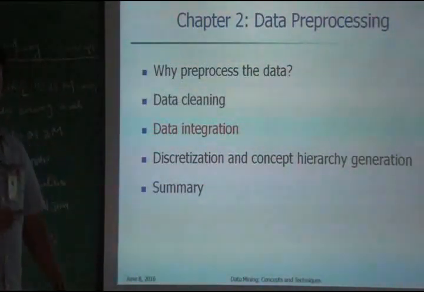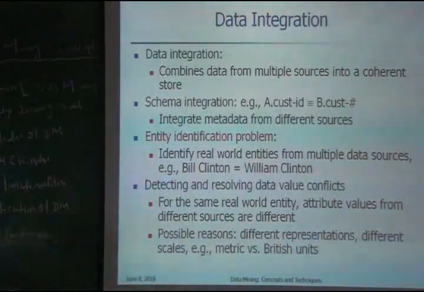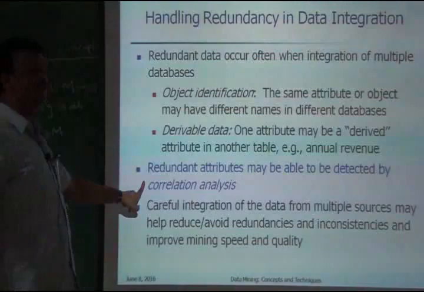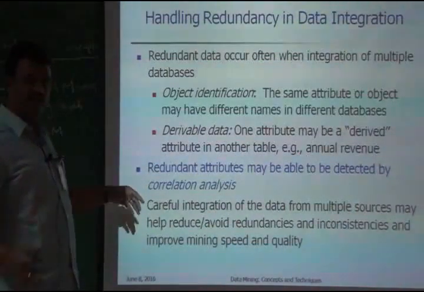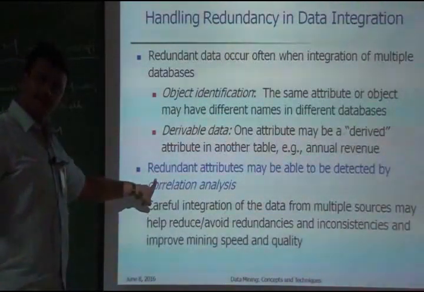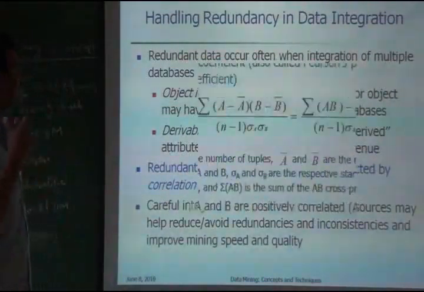The next one, data integration. What do we mean by data integration? We are going to combine the data from multiple sources. Suppose we are going to combine multiple data sources, the redundant attribute may be detected. The redundant attribute may be detected by correlation analysis.